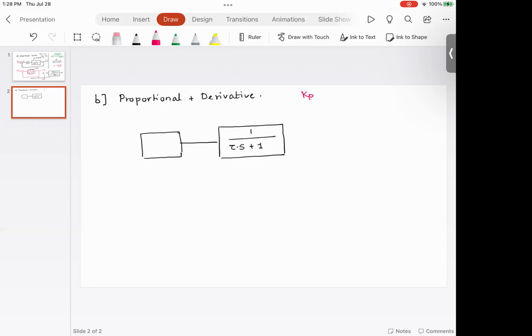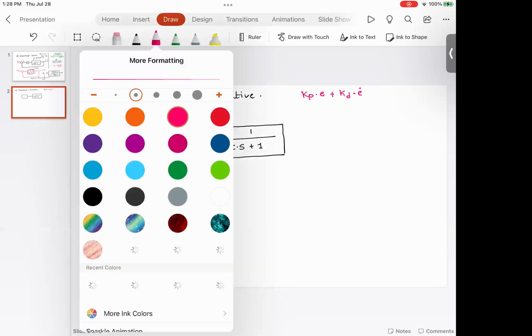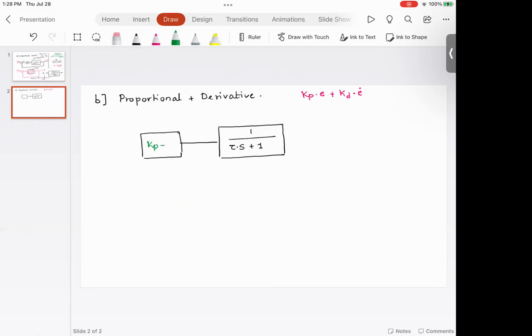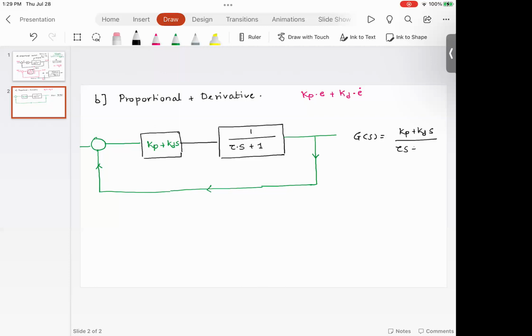So this looks something like this: Kp times error plus Kd times error dot. This is what the proportional and derivative looks like. If you were to write this as a transfer function, it's going to look like Kp plus Kd times s. Now once you add this, this becomes your closed loop transfer function. So now your G of s, from the earlier example, is going to be Kp plus Kd s divided by tau s plus 1.